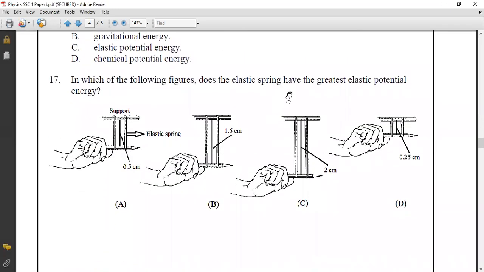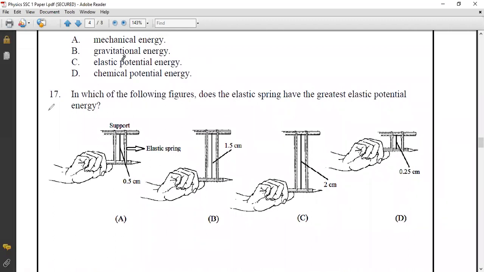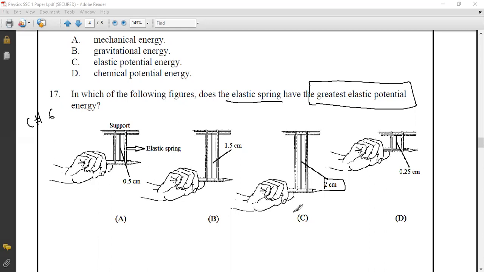So let's move to another question, that is again from our chapter number 6, Work, Power and Energy, and the same type of question as question number 16, in which we have to tell about the elastic potential energy. In all these diagrams, which spring will have the greatest elastic potential energy? As we know, the elastic potential energy is due to the stretching of the spring or elastic body. So among these four diagrams, the most stretched spring is this one, that is 2 centimeter. So the greatest elastic potential energy will be in option C. So the correct option in question number 17 is option C.